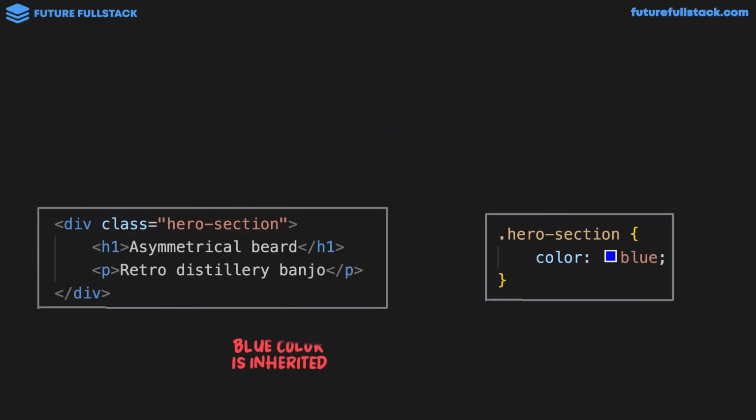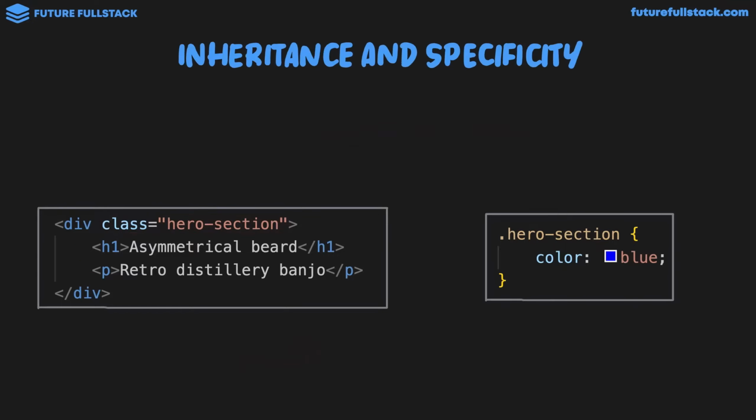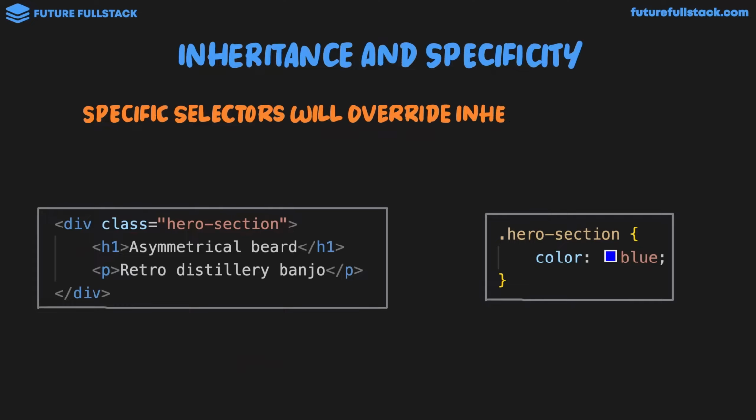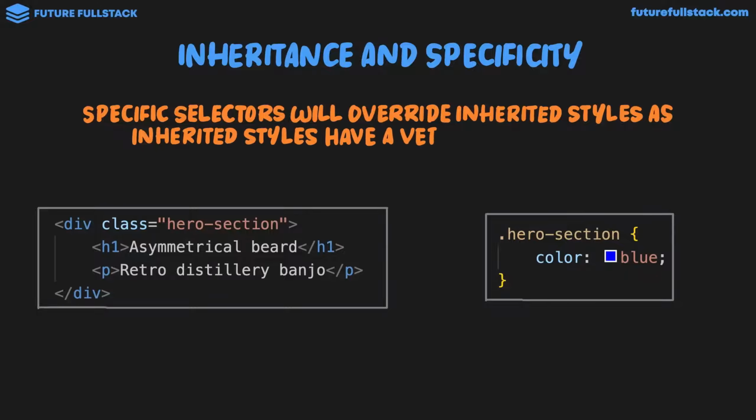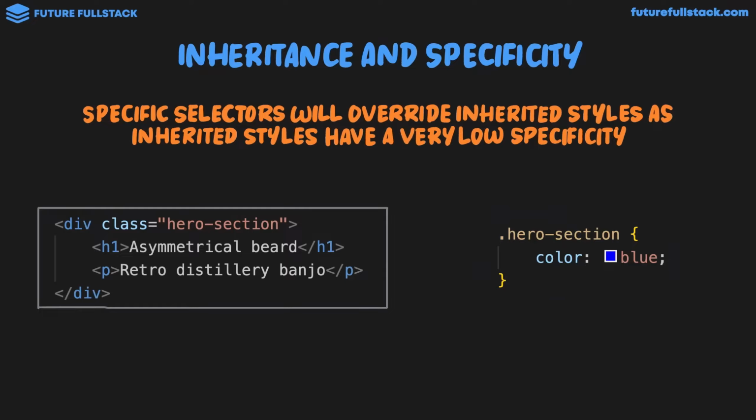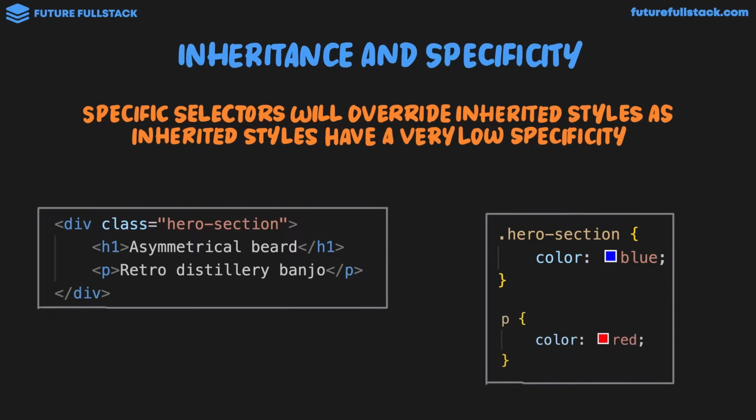And now quickly want to touch on inheritance and specificity. Specific selectors will override inherited styles, as inherited styles have a very low specificity. I'm going to update our CSS to now include this rule, where we're styling our paragraph red. We're using the type selector here, which has a higher specificity compared to inherited styles, meaning our rule above, where we're adding the color blue to the container and it's being passed down to the heading, has a very low specificity.